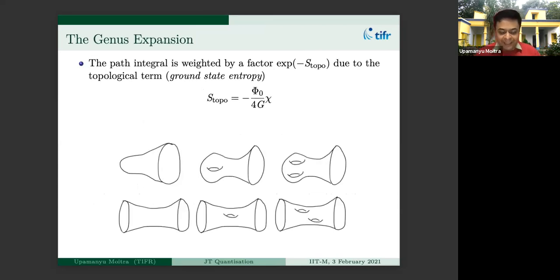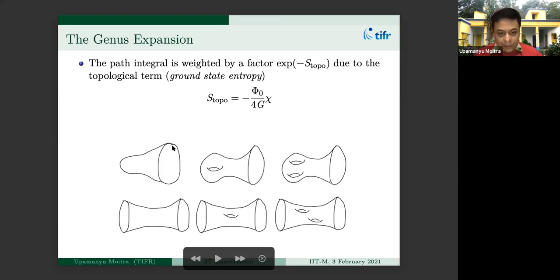So in JT gravity, we have what's called a genus expansion, and we have to sum over topologies. As mentioned before, the path integral is weighted by a factor of e to the minus S topological, due to the topological term. Let me remind you that this S topological is related to the Euler characteristic by this relation. So this is what's called a disk geometry, although it does not look like a disk. Topologically, it's like a disk because it has only one connected boundary and no handles.